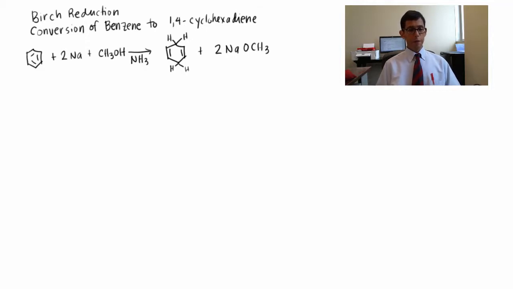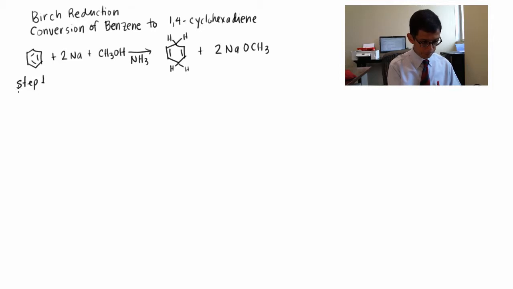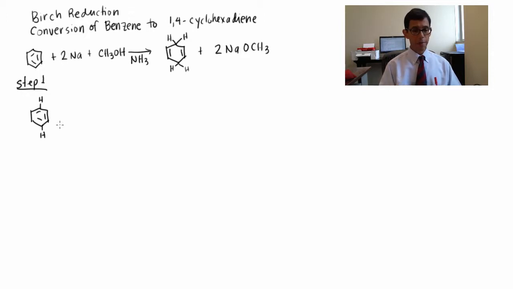Okay, so this is the conversion of benzene to 1,4-cyclohexadiene via the birch reduction. Okay, so in step 1, you have the benzene molecule, you have an H there. Of course you have an H on each of those carbons, but I'm only going to show that H and that H. Okay, in step 1, you have a sodium atom and the benzene molecule.